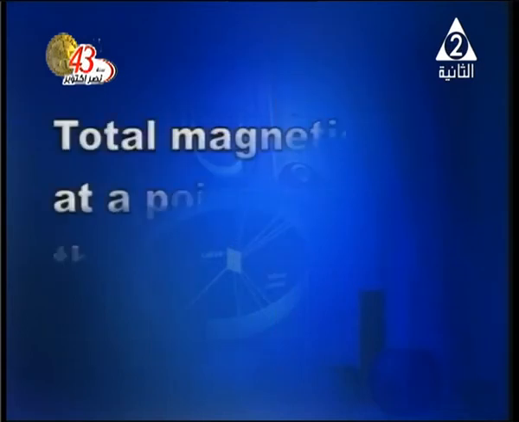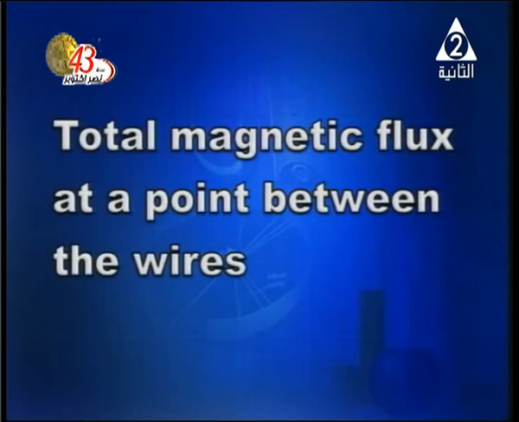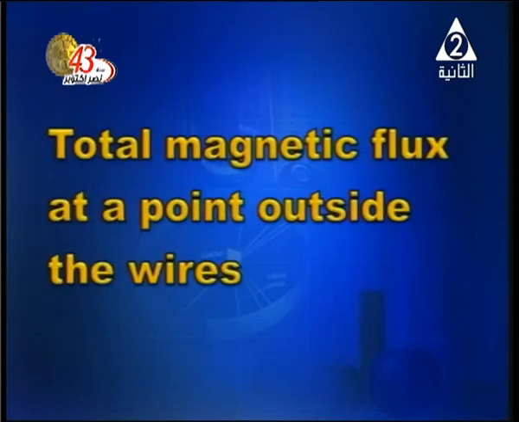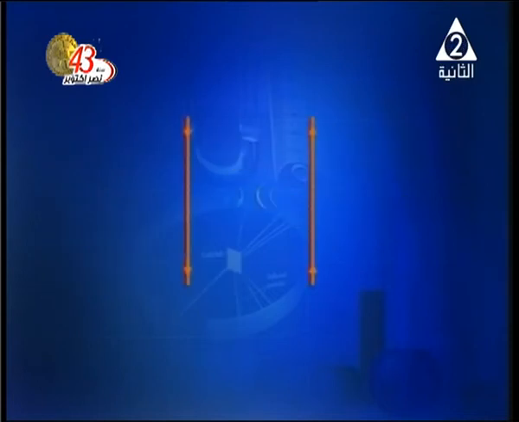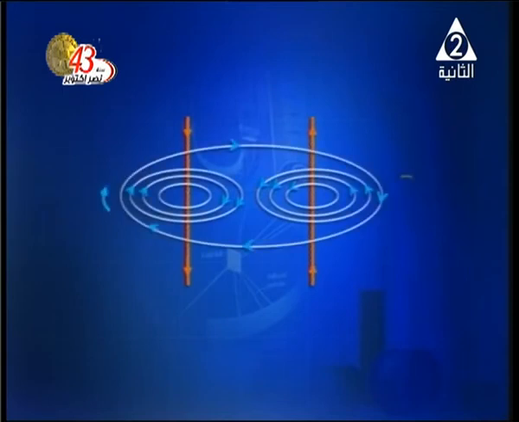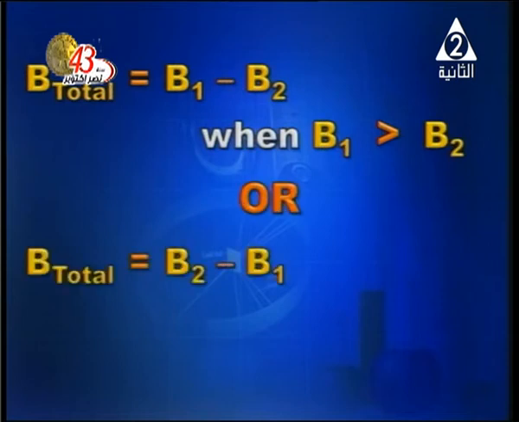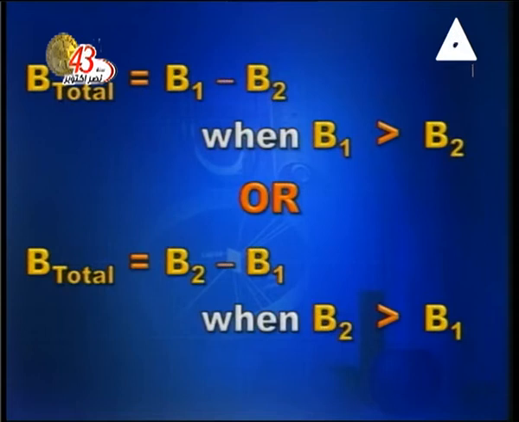So total magnetic flux at a point between the two wires, B total equals B1 plus B2. They have the same direction, so we just add both of them. But outside the wires, since they are in opposite directions, the total magnetic flux is B1 minus B2 when B1 is greater than B2, or B2 minus B1 when B2 is greater than B1.